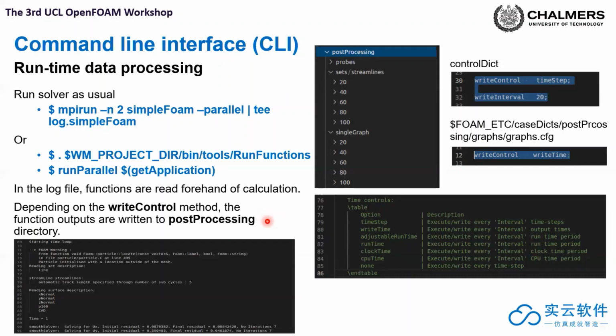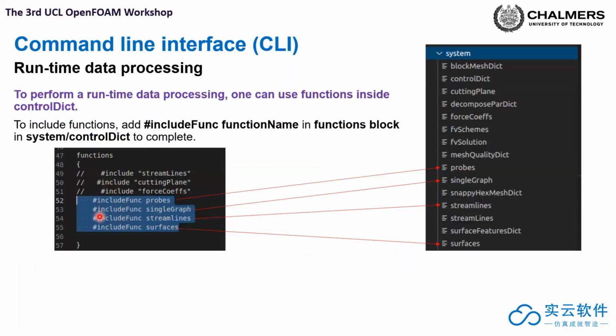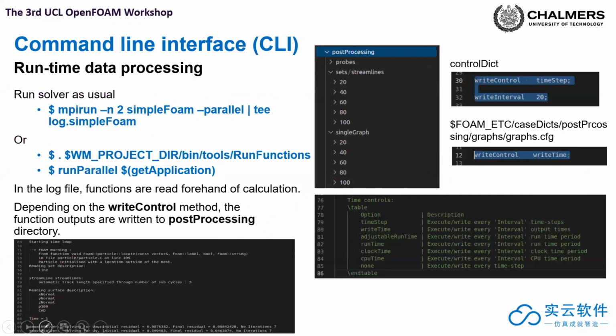Another thing to notice is that if you include these function blocks in the controlDict, when you execute the solver, in the log file before the time starts, here is time 1, you will see some output reading the functions you defined in controlDict. In this case, I have defined a set line, a streamline, and also some normal and iso surface in this surface function.